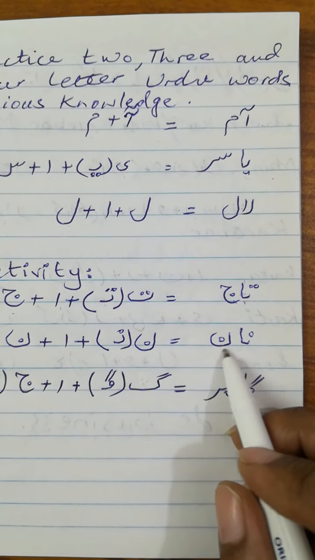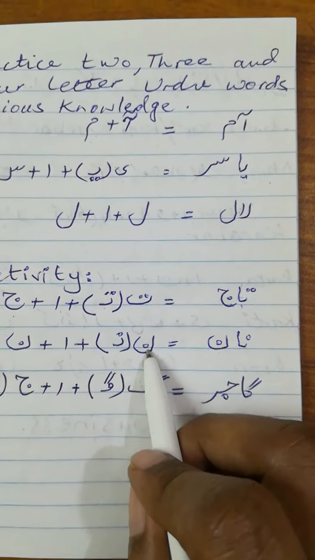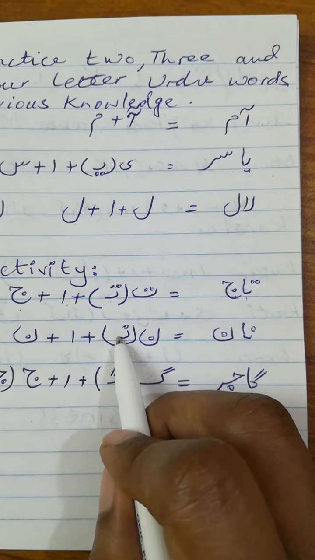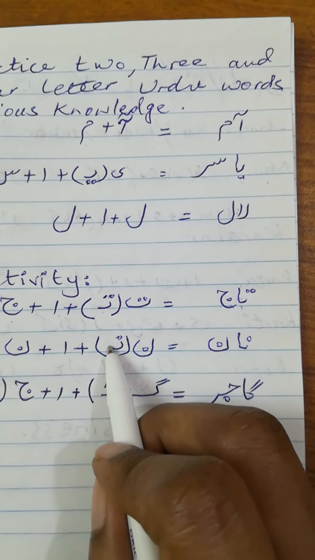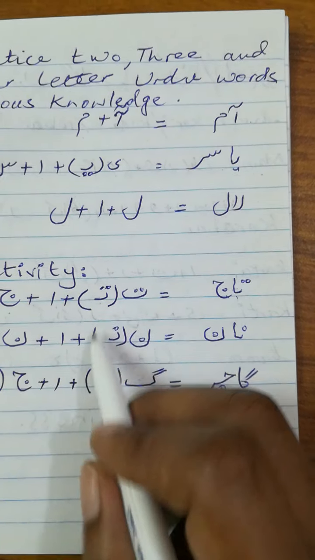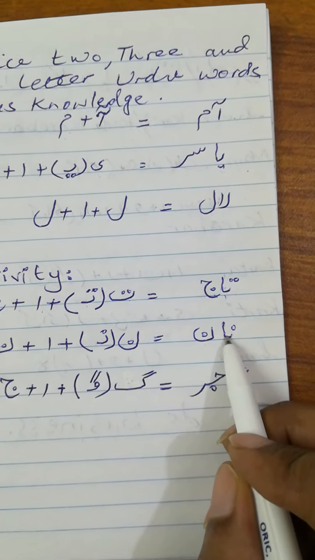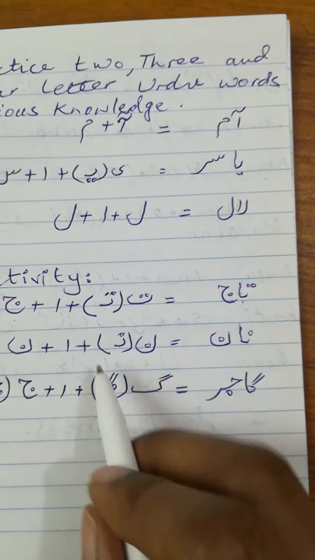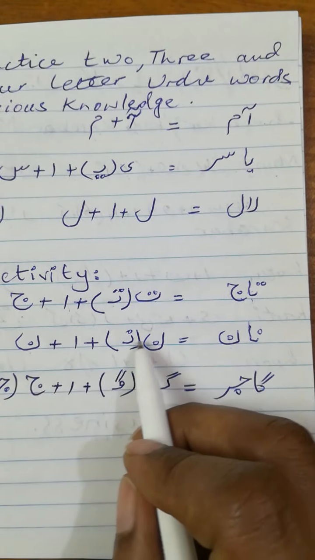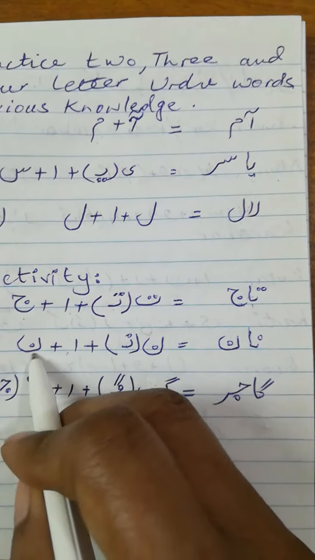The second word is Naan. Noon Alif Na, Noon, Naan. This is Noon, and this is its short form, and Alif is going to be joined with this short form of Noon to form this Noon Alif Na, Noon. Noon Alif Na, Noon, Naan.